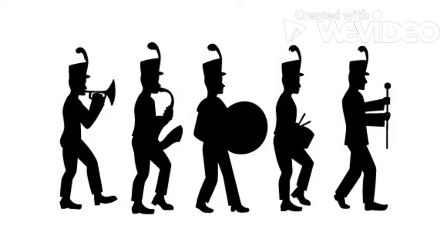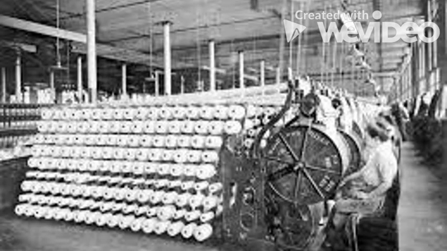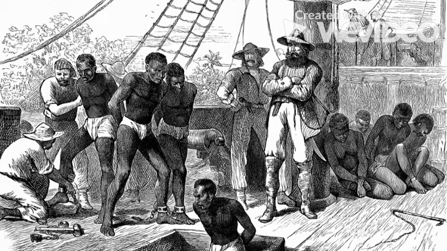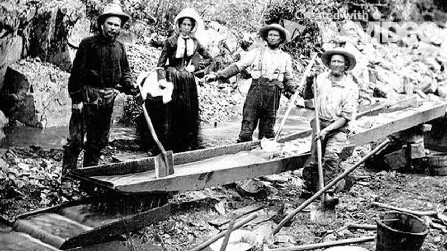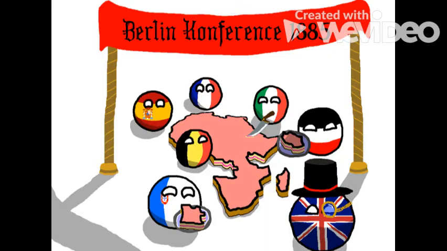The wind band era lasted from approximately the late 1700s to the late 1800s, in which the march was created. During this period were the first and second industrial revolutions, the fight for women's suffrage, the slave trade and slavery, the American Civil War, the gold rush and discovery of oil, and the scramble for Africa.